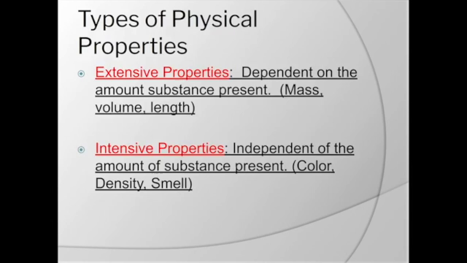Okay, there are two types of physical properties, and you do need to know both of these types. First, you have your extensive properties. They are dependent on the amount of substance, like your mass, your volume, your length. Okay, so the next thing is kind of the opposite. It's intensive properties. Those are independent from the amount of substance present. And you can remember that: intensive, independent. They both start with IN. Okay, so that's like your color, your density, your smell, things that do not change no matter how much you have.